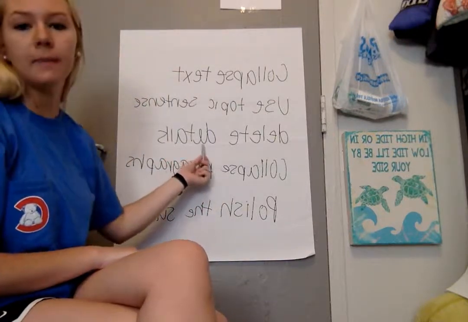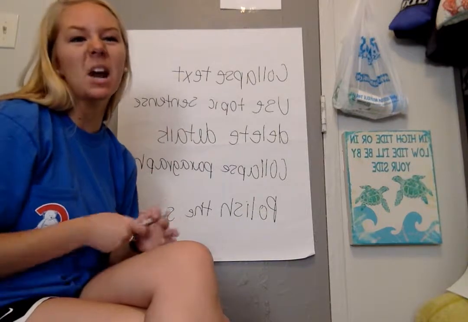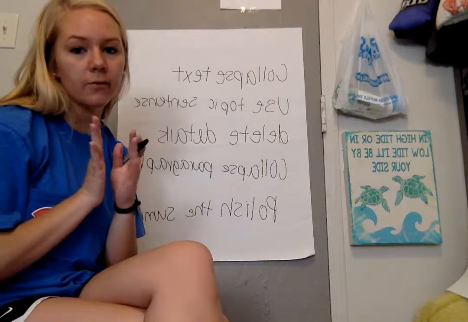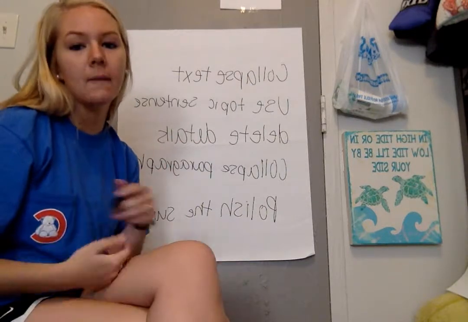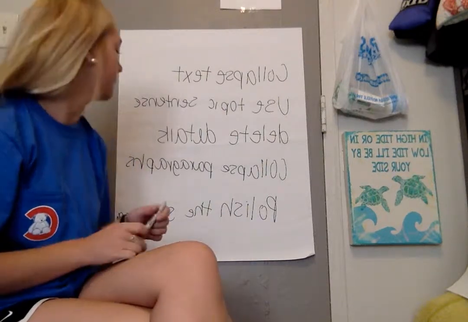And then the next step is to delete details. So there are some things in the book that might not have totally been necessary if we were going to retell the story in a shorter form. Like, we don't have to say everything that the mouse did to make a mess. We can just say that he made a mess.